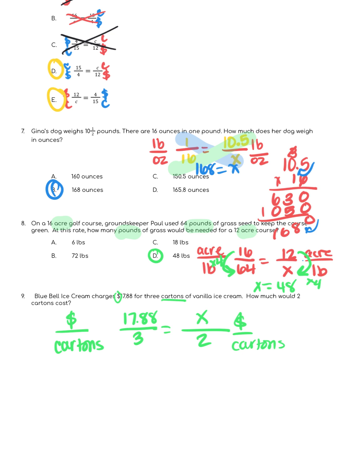Now, some people have said, can I just figure out what 1 carton costs and then multiply by 2? Absolutely. So you could do $17.88 divided by 3 to get the cost of 1 carton, and then multiply that by 2 to figure out the cost of 2. You'll get the same answer.